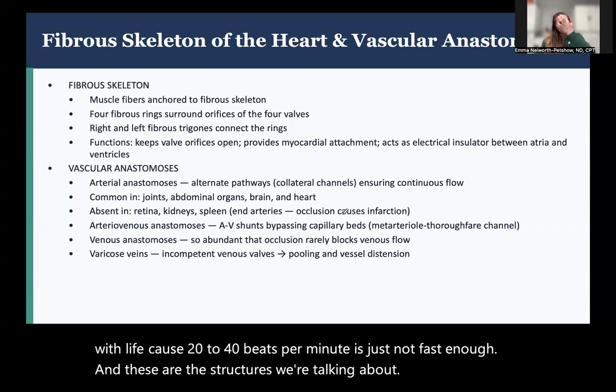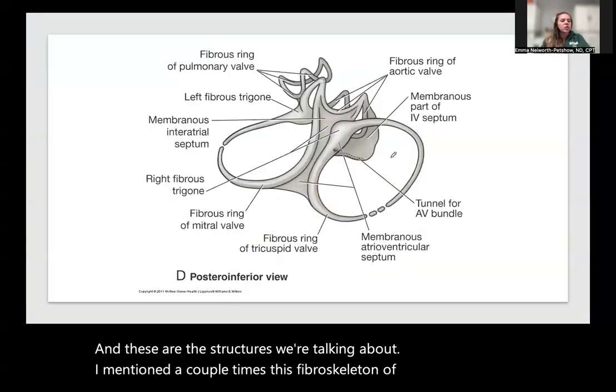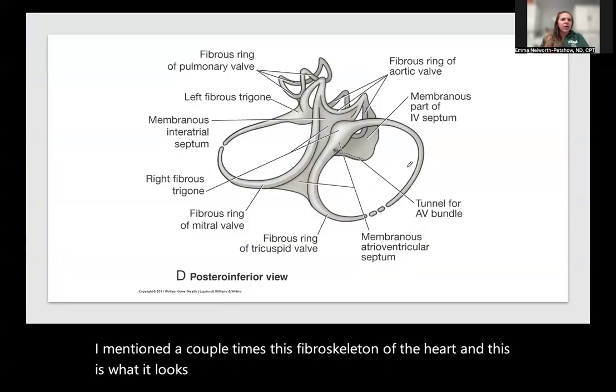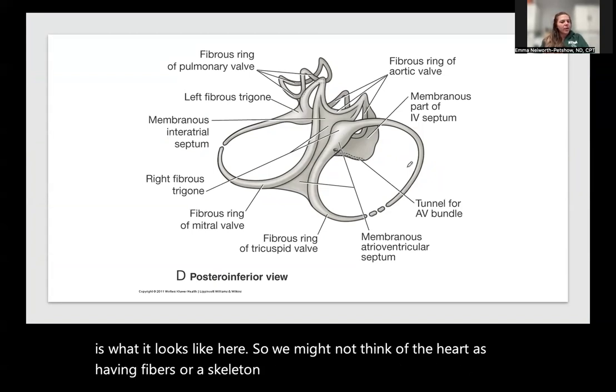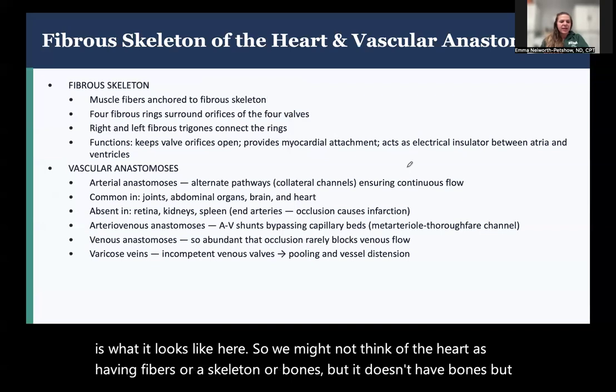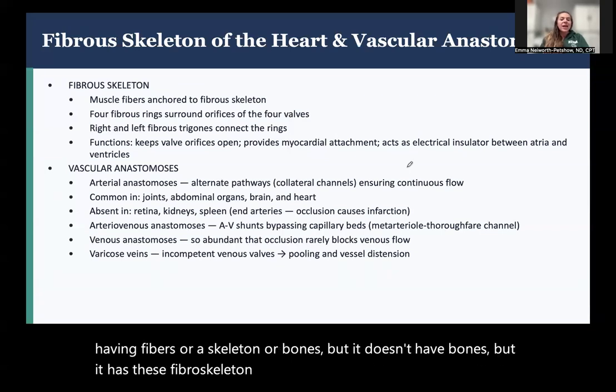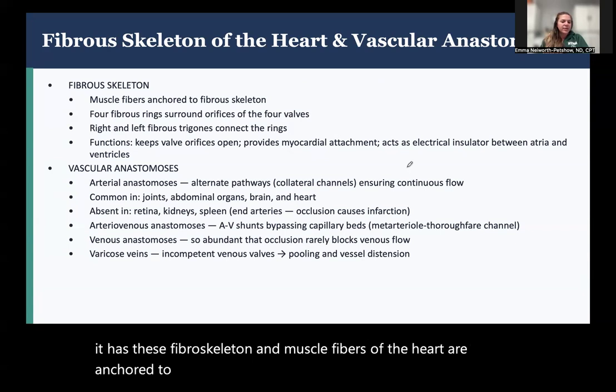I mentioned a couple times this fibrous skeleton of the heart, and this is what it looks like here. So we might not think of the heart as having fibers or a skeleton or bones, but it doesn't have bones, but it has this fibrous skeleton. And muscle fibers of the heart are anchored to the skeleton. There's four rings, and they surround the four orifices of the four valves.